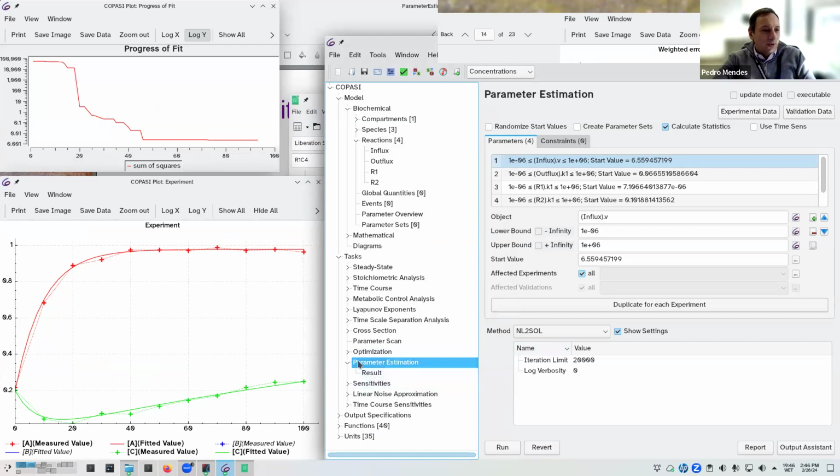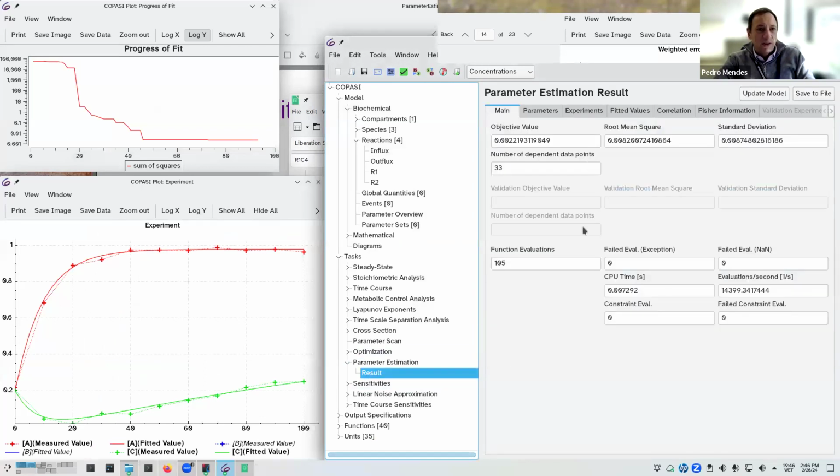parameters, right? So if you expand here, you see result, and now you have some statistics. First one, this is just the overall fit. This is the sum of squares, the weighted sum of squares. That's some statistics about it. How many data points you had, 33. How many function evaluations we ran. That means this algorithm had to do 105 simulations. So it went 105 times around that wheel before it got the parameter values small enough. This is how long it took in CPU seconds. And that's how many simulations per second the algorithm ran.